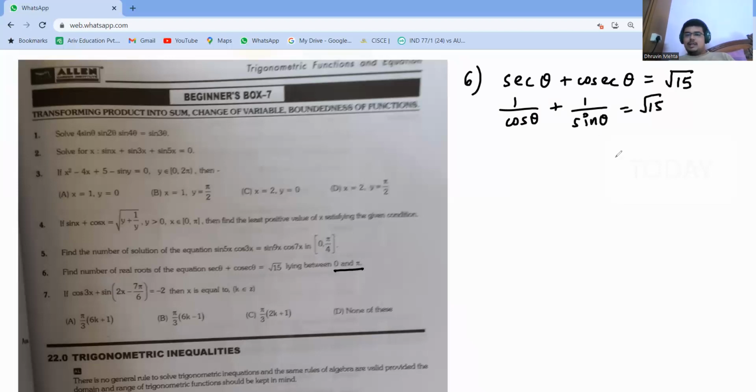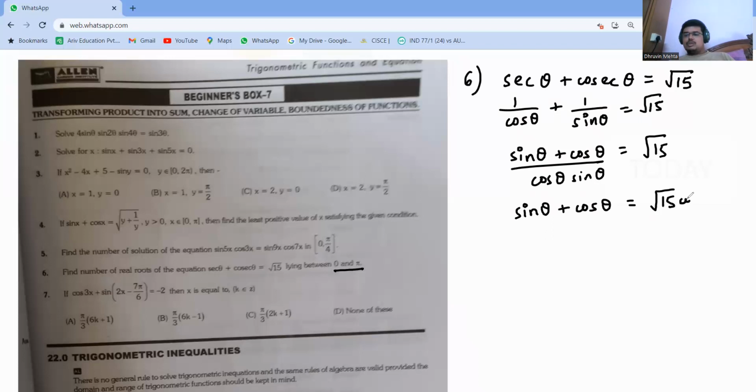If we take the LCM, like cross multiply, we'll get sin theta plus cos theta upon cos sin, that is equal to √15. When you cross multiply, you will get sin theta plus cos theta is equal to √15 cos theta sin theta. And now we'll have to establish some relation for x and y.